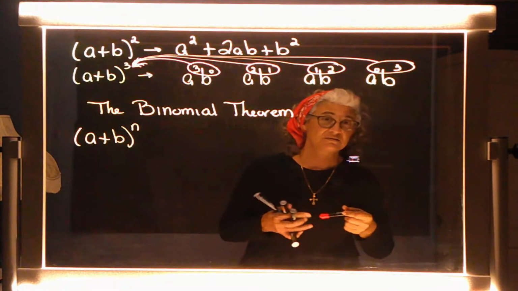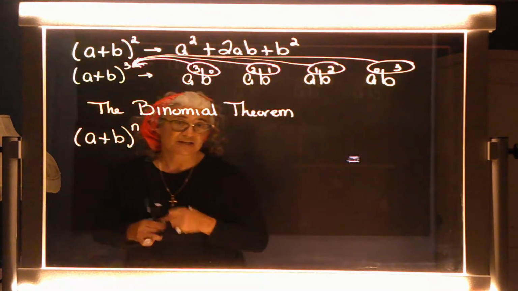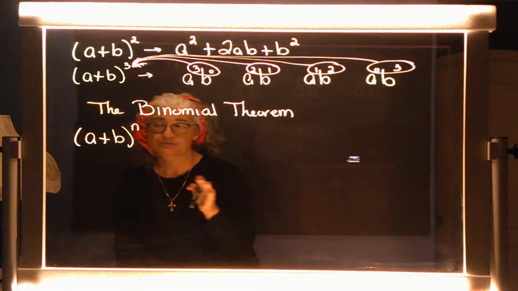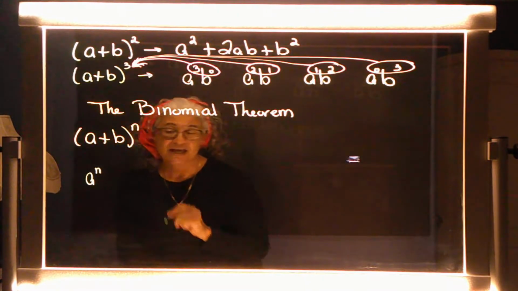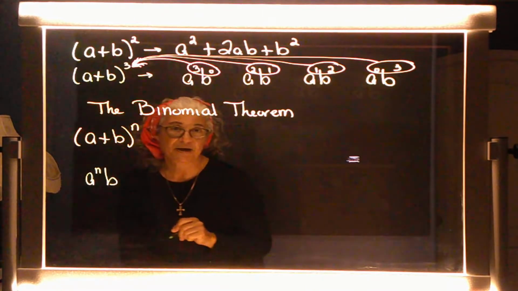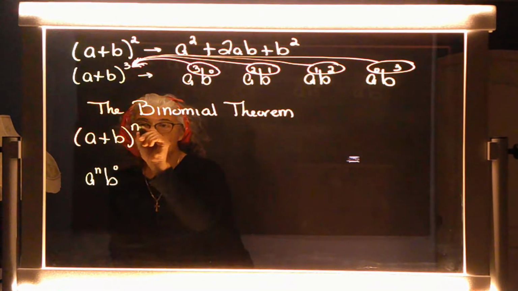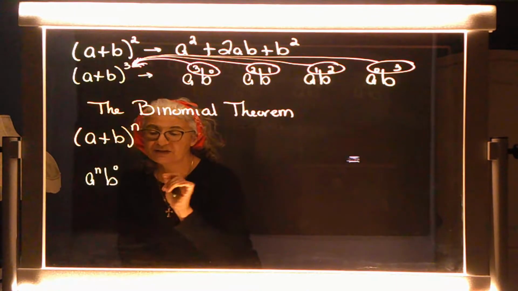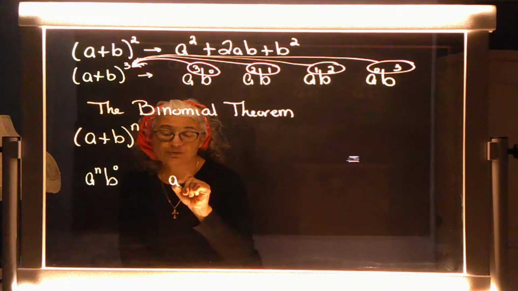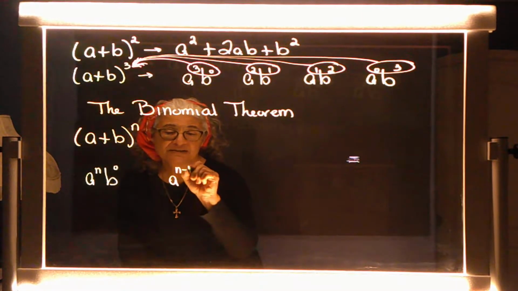Got it? Okay, let's look at this one. First things first, I need to come up with my terms, which means you're going to start with a to the n, right? And b would have to be to what power? Good, 0, because n plus 0 is n, right? Okay, and then a will start decreasing 1 at a time. So we have n minus 1, don't we?